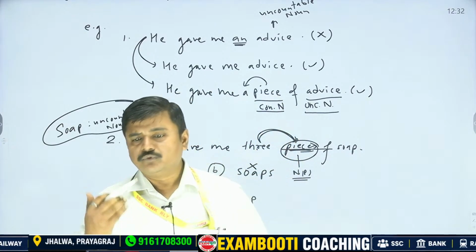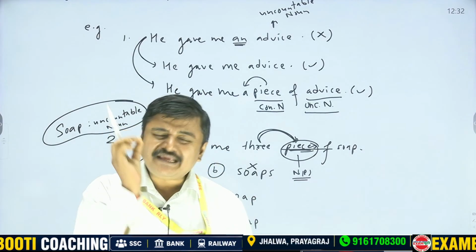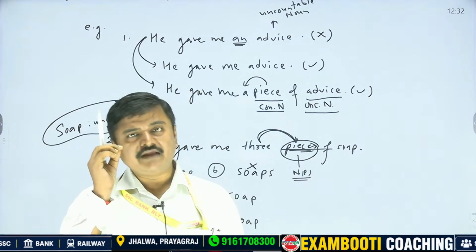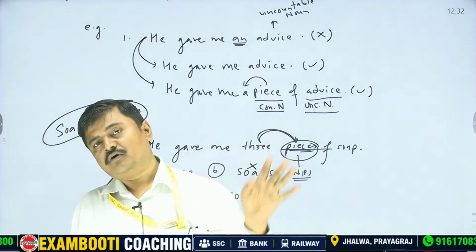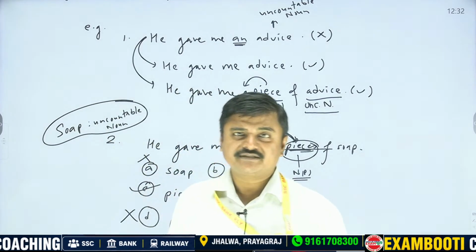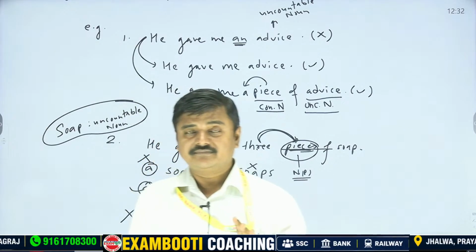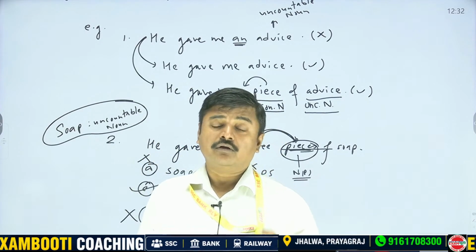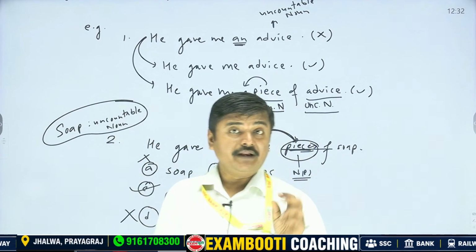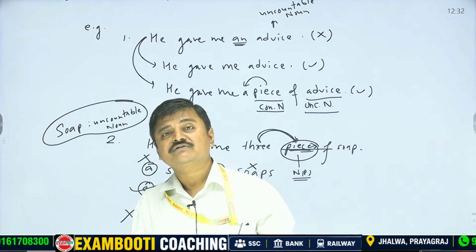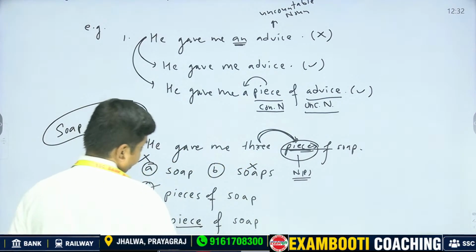Most importantly, I would say that a piece of is used in most of the cases. If you remember just one, a piece of, it will solve most of your problems. And remember one thing, no literal meaning is considered here, otherwise it will be wrong. And one more, a loaf of is generally used with bread, and it is also used with meat. So especially with bread, you can use a loaf.